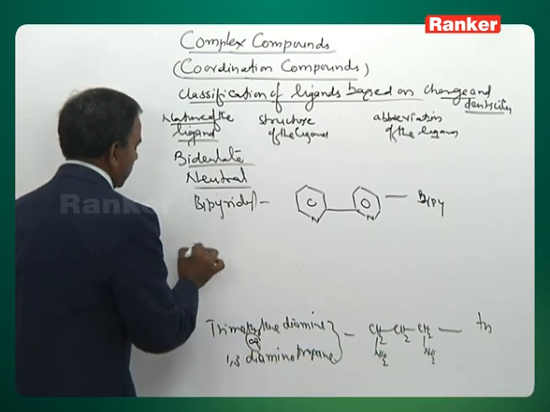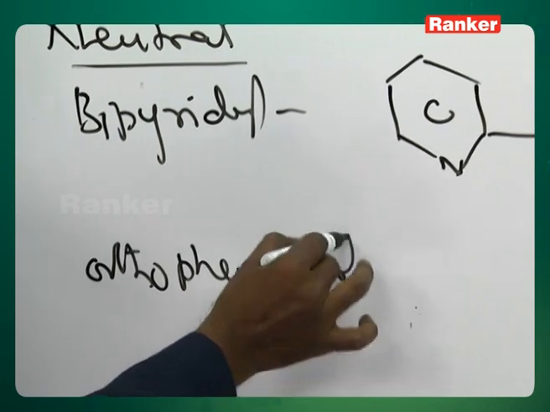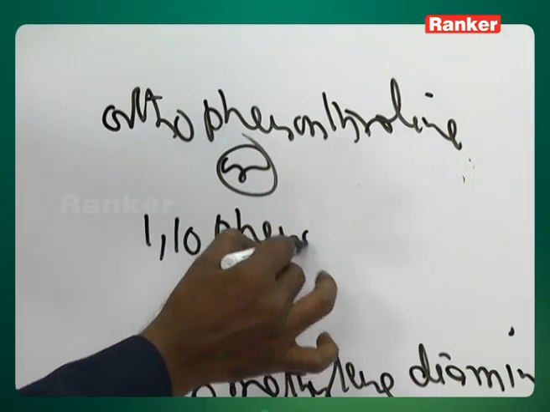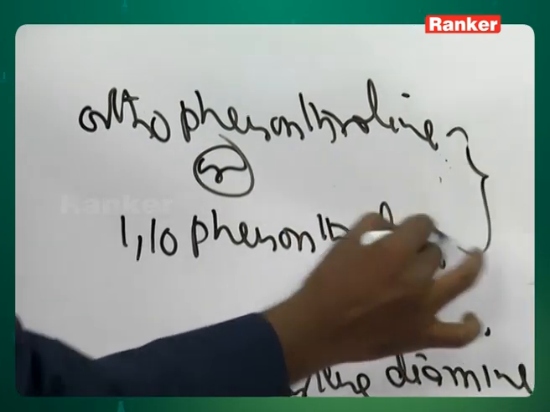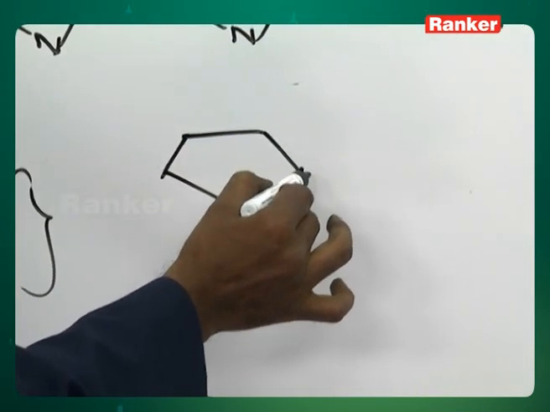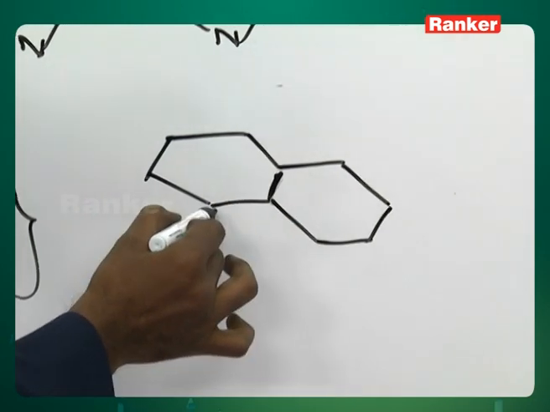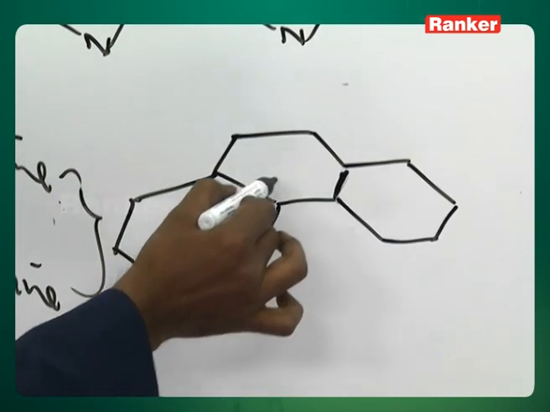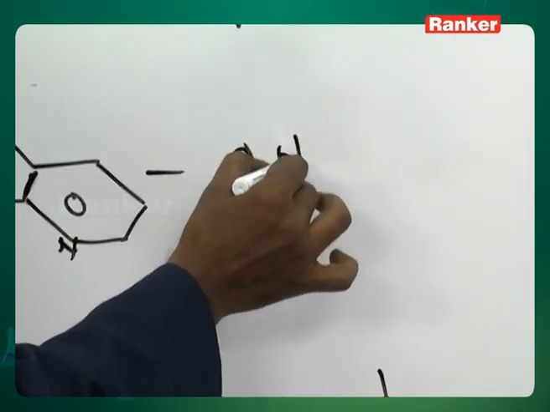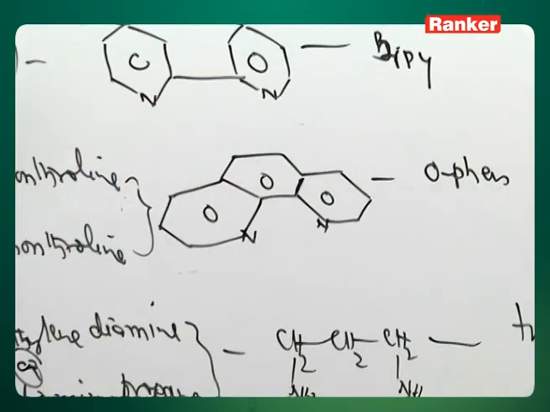Next you can take orthophenanthroline, or you can also call it 1,10-phenanthroline. See the structure of this particular ligand, orthophenanthroline or 1,10-phenanthroline. It is generally represented as o-phen, orthophenanthroline, represented as phen. These are some of the bidentate neutral ligands.